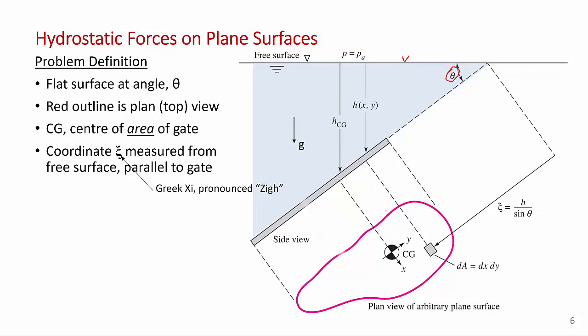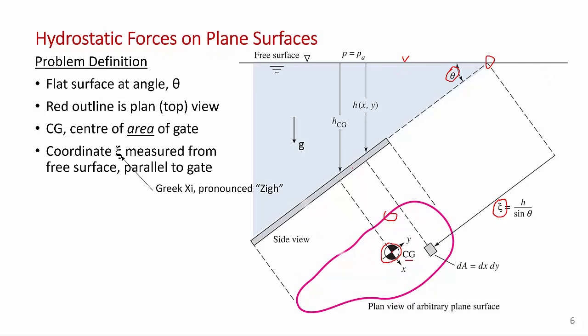And this gate here has a center of area. So CG is the center of area of the gate. And we're going to define an x and y coordinate relative to the center of area of the gate, or center of gravity of the gate. And then we're going to define another coordinate here. It's the Greek letter xi, and it's the distance measured from this point up here, from the free surface, measured downward along the inclined wall toward the gate. So that's what this coordinate xi is.